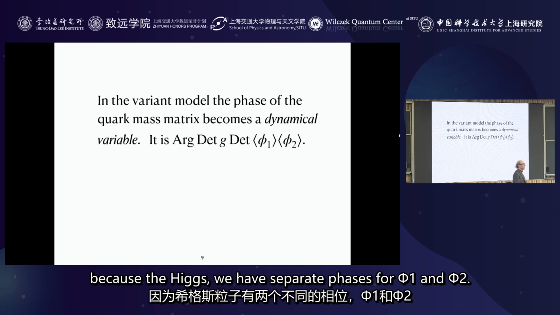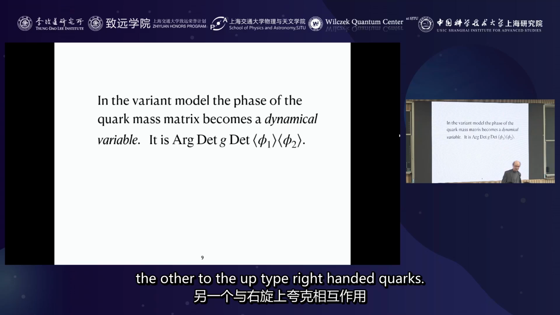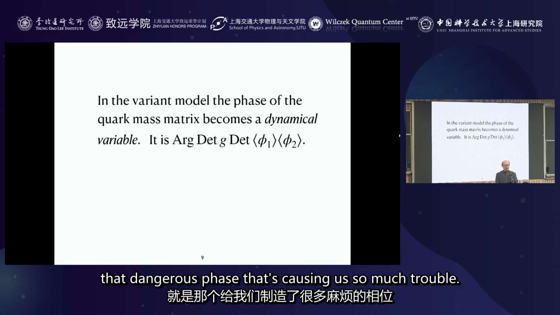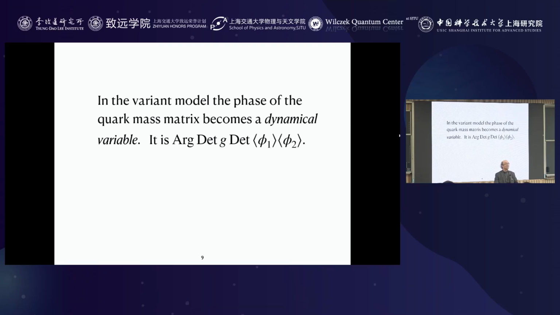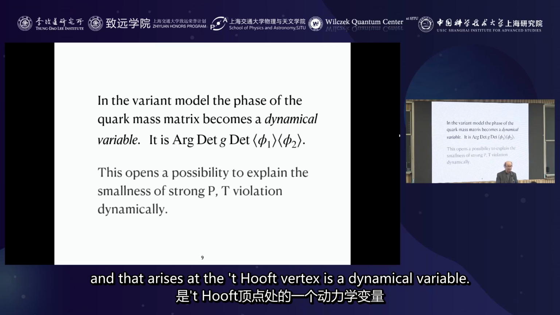However, in the variant model, that phase becomes a dynamical variable. Because the Higgs, we have separate phases for phi 1 and phi 2. One of them couples to the down type quarks, the other to the up type right-handed quarks. And so that dangerous phase that's causing us so much trouble, the net phase of the quark mass matrix that arises from the 't Hooft vertex, is a dynamical variable.